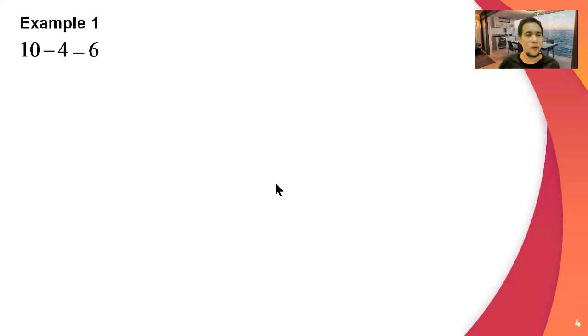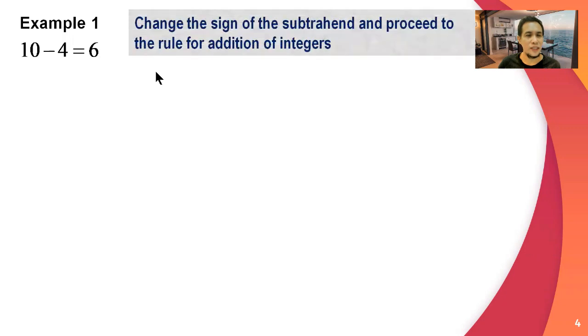We have example number 1. 10 minus 4 is equal to 6. Why 6? We know that this is in subtraction expression. So we will convert this to addition expression. That is, change the sign of the subtrahend and proceed to the rule for addition of integers. The rule is very simple, class. So 10 minus positive 4. The two are equal.